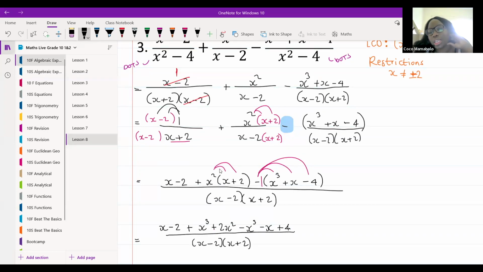Right, and then we can just clean that up. I know that x cubed minus x cubed will give us 0. X minus x will also give us 0. And then what I've got left here is 2x squared and -2 and 4. So I'm going to write here 2x squared and then -2 plus 4 will give me plus 2 over x minus 2 and x plus 2. There we go.